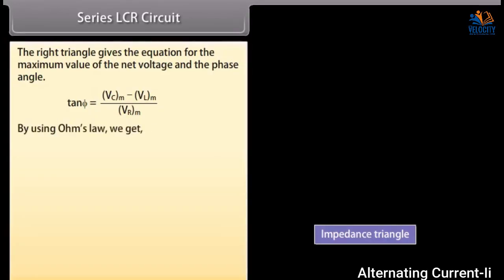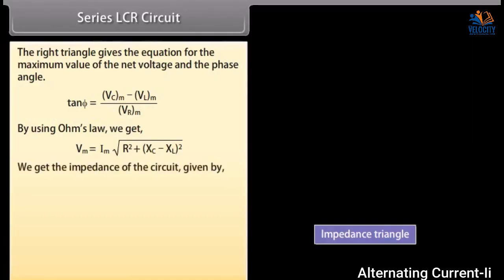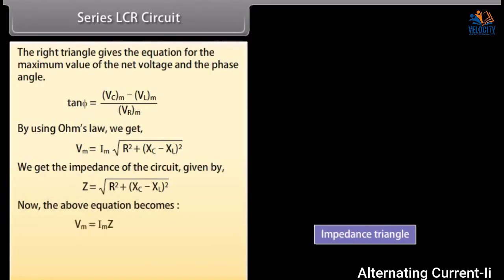By using Ohm's law, we get Vm is equal to Im multiplied by under root of R square plus XC minus XL square. We get the impedance of the circuit given by Z equals under root of R square plus XC minus XL square. Now, the above equation becomes Vm is equal to product of Im and Z. We can also write this equation as Im is equal to Vm upon Z, or IRMS is equal to VRMS upon Z.